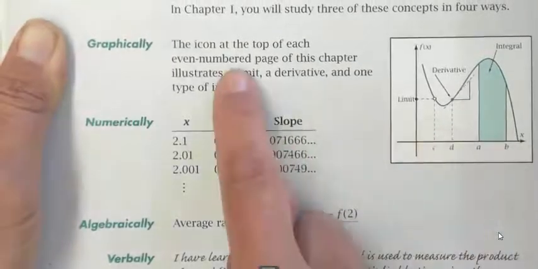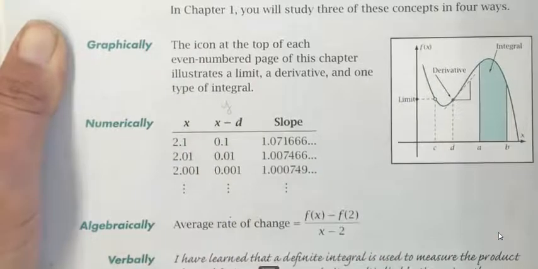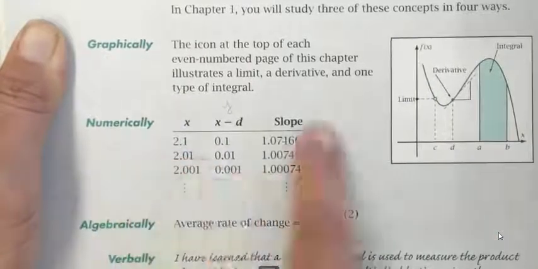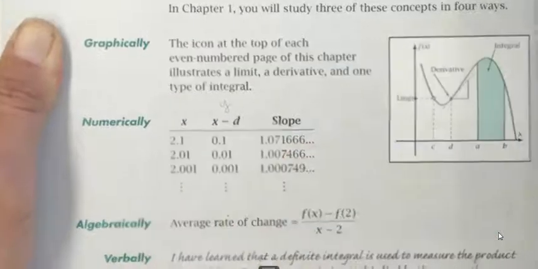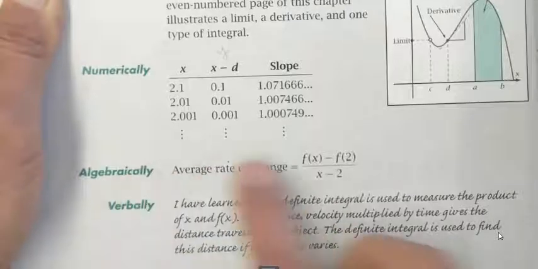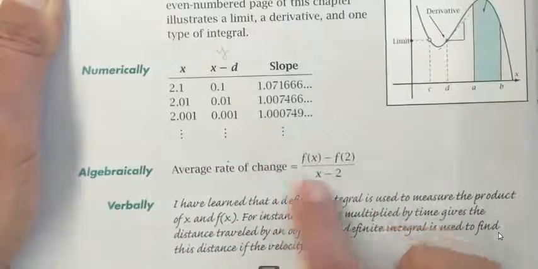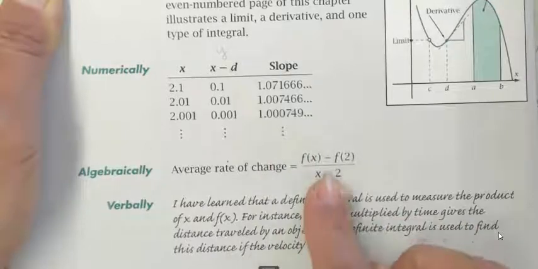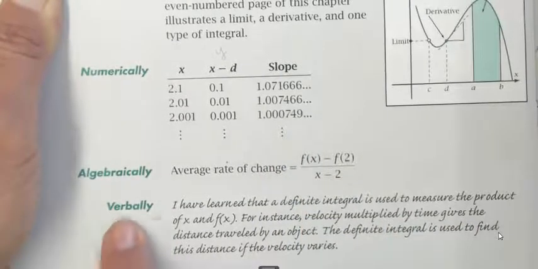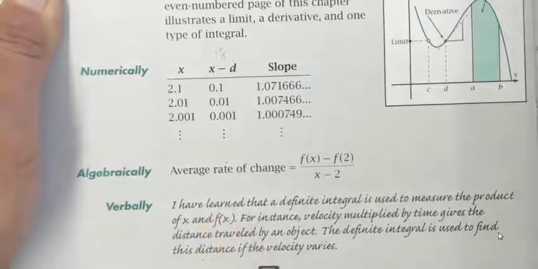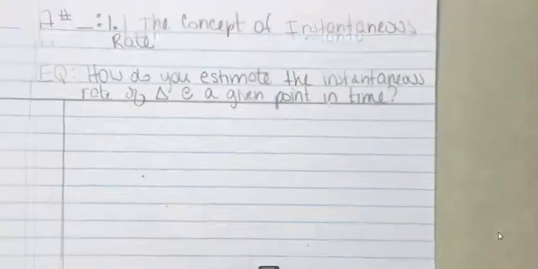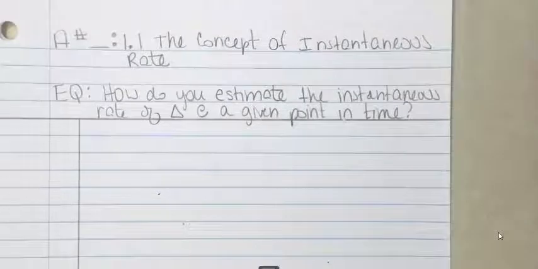There are 4 ways that we'll talk about these concepts, and we've already done this. One of them is graphically, so using an actual graph. Numerically means using an actual table. Algebraically means using some kind of algorithm. This is an algorithm here for an average rate of change or slope. And verbally means using words, writing about it.